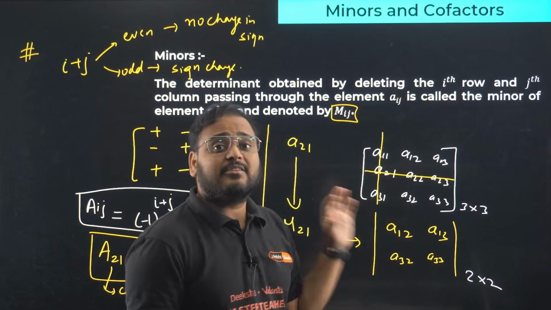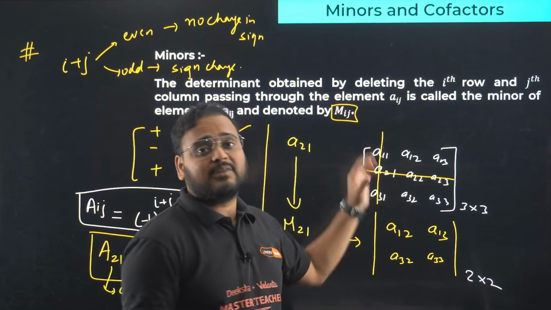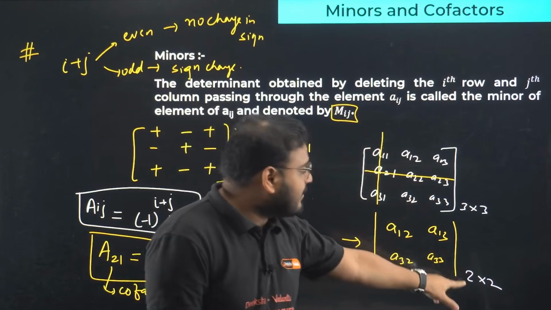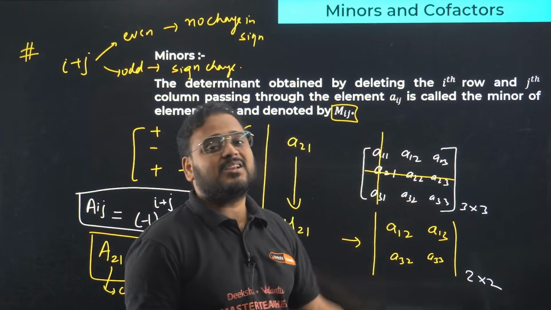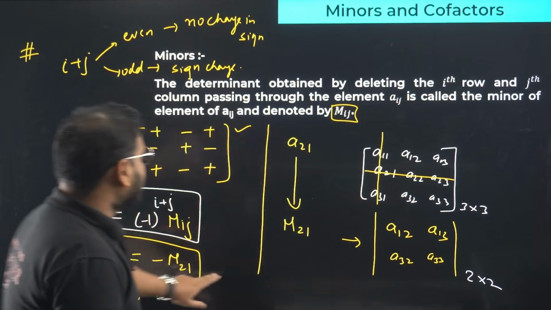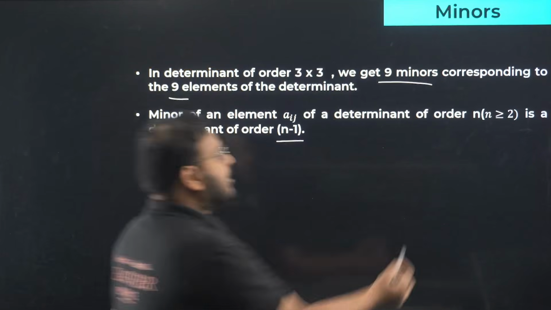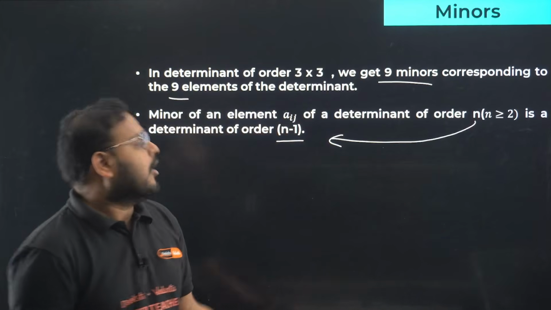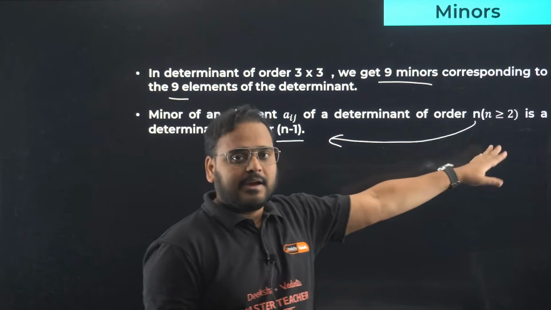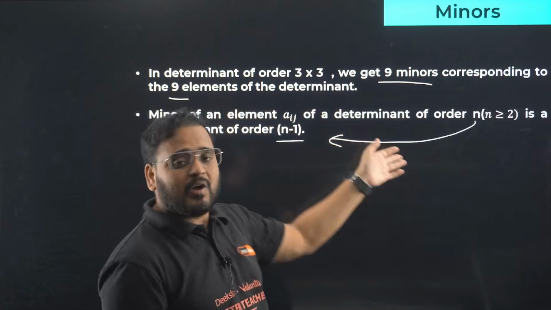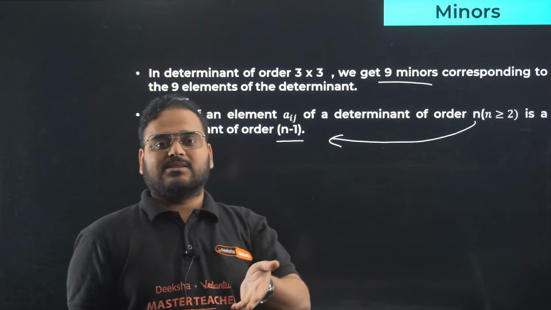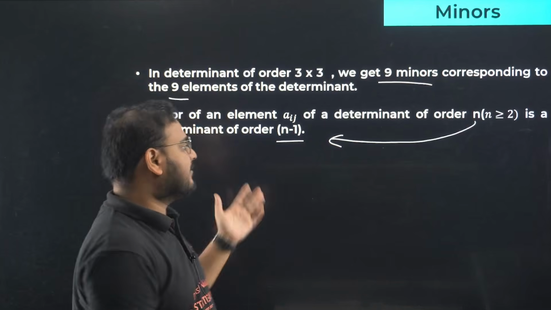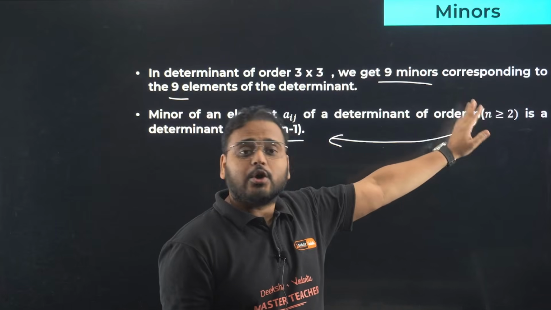So not that minor value, I'm saying the minor matrix that you get after removal of a row and column will always be 1 less than the original matrix given to you. So if the matrix is of the order n, the minor will be of the order n minus 1. Of course, n has to be more than 2, otherwise if the n value is 1, then 1 minus 1 will become 0, which is not defined. So basically n has to be more than or equal to 2.